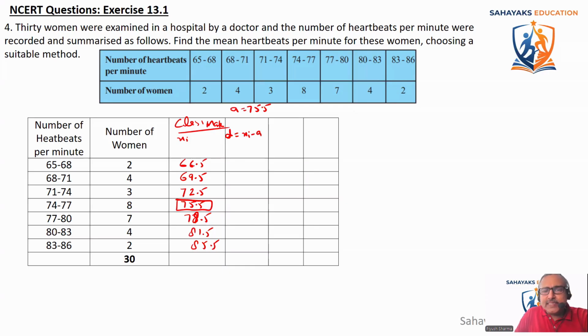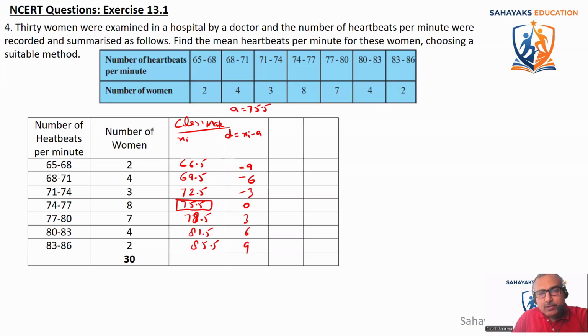So it is 66.5 minus 75.5. This comes out to be minus 9. Now comes 69.5 minus 75.5, which comes out to be minus 6. And then 72.5 minus 75.5 is minus 3, then comes 0, 3, 6, 9. So it becomes very easy to compute.